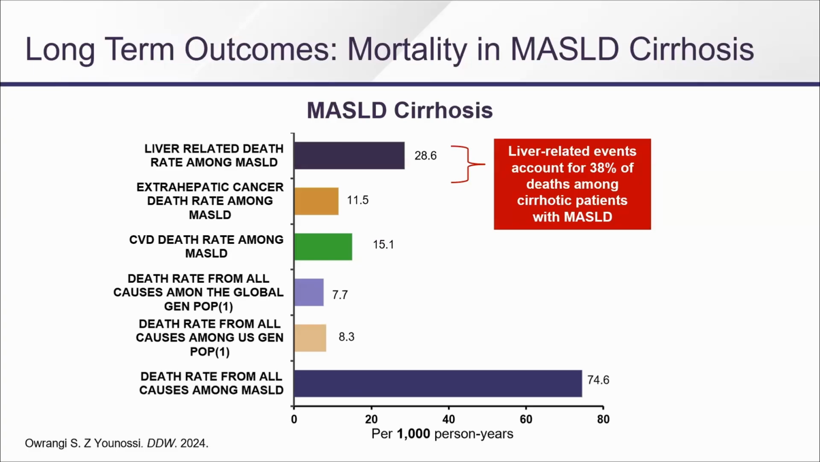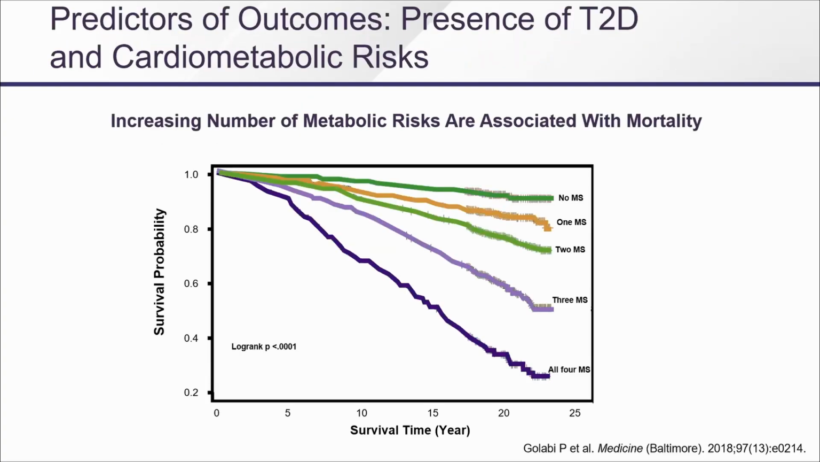And you can see that group of patients has 10x the mortality of the general population. So if we want to improve outcomes, we have to identify those that are highest risk of having progressive liver disease and stop them before they develop cirrhosis. So how do we figure that out?